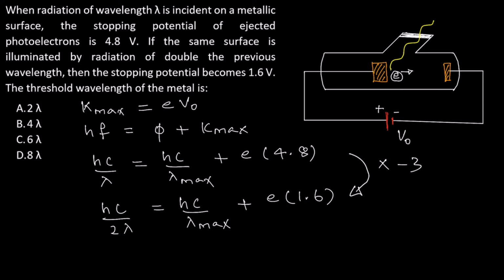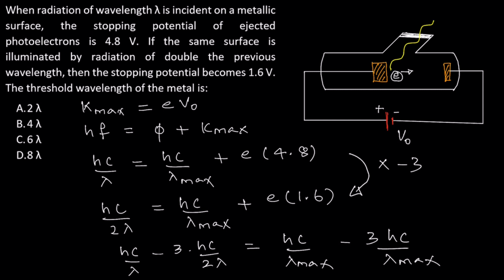So when I add the left hand sides, what do I get? I get hc by lambda minus 3 times hc by 2 lambda, and on the right hand side I have hc by lambda max minus 3 times hc by lambda max. So e and the stopping potential disappear. What do we have on the left hand side? We have 1 minus 3 by 2. On the right hand side I have 1 minus 3.